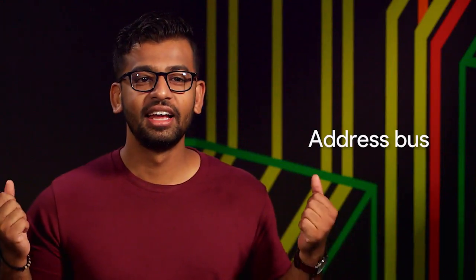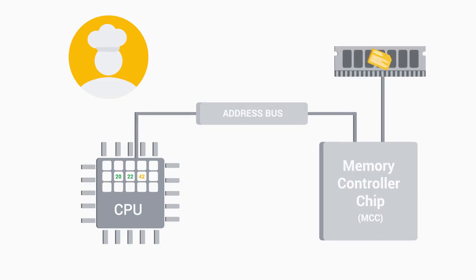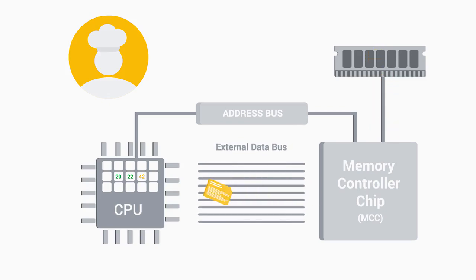There's another bus that's nothing like a bus involved in the process, called the address bus. It connects the CPU to the MCC and sends over the location of the data, but not the data itself. Then the MCC takes the address and looks for the data, and the data is then sent over the EDB.